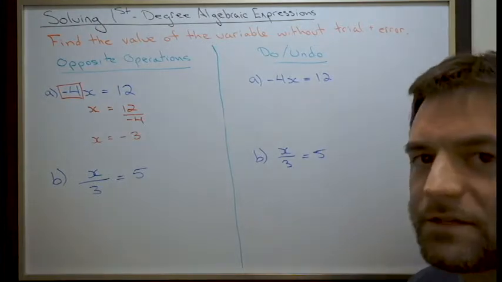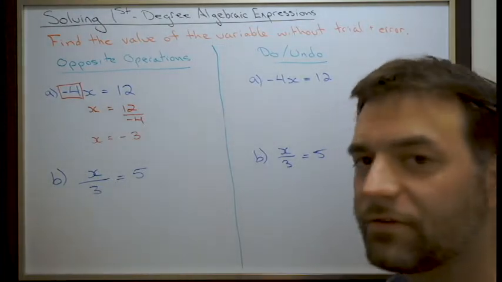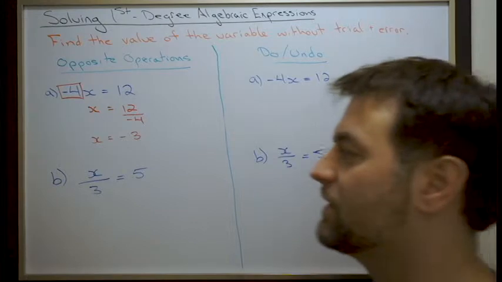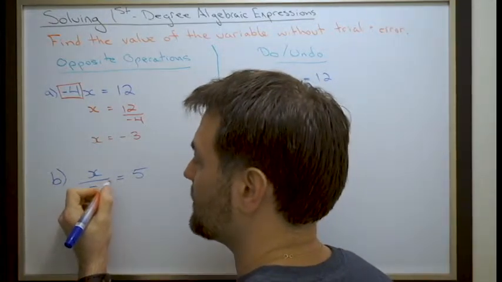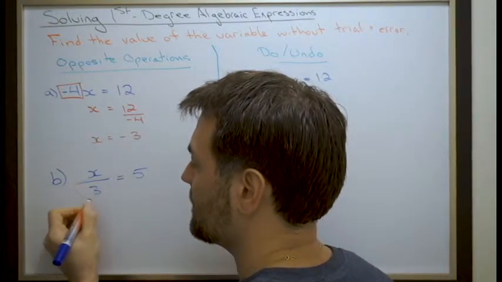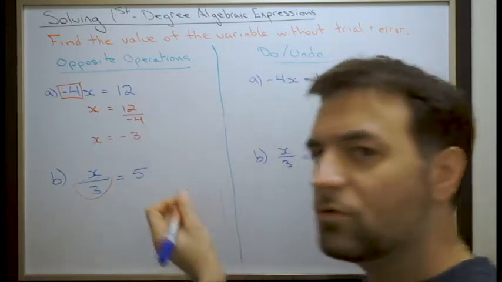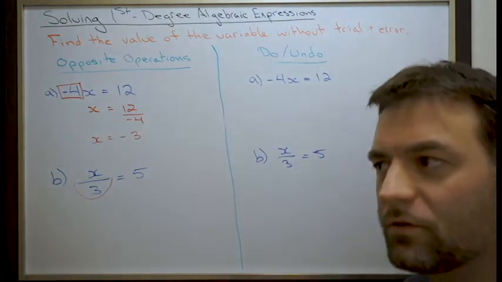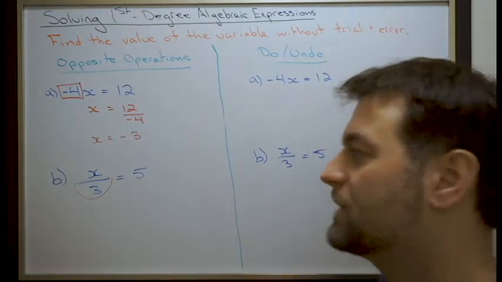In the next case, we have x divided by 3 equals 5. So we're dividing by 3 here. We have this division by 3. We got to move that to the other side and do the opposite operation, which would be multiplication.